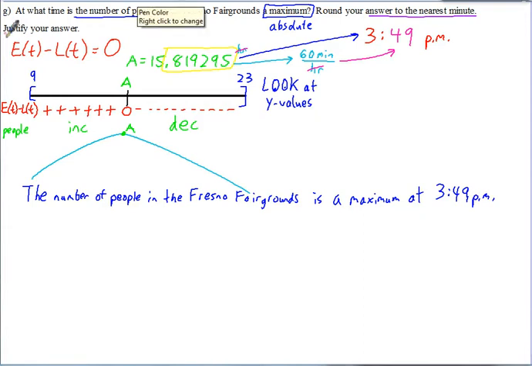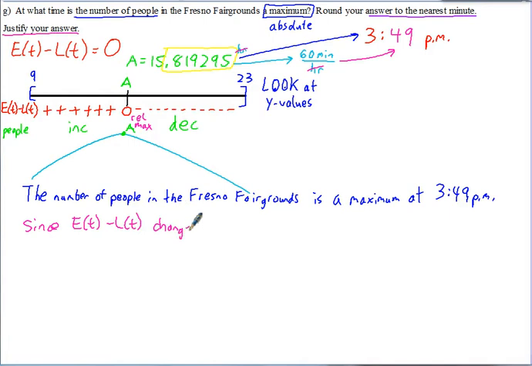And to justify it, a couple things we can say. Since, well, first it happens at a relative max here, or local maximum. So what justifies that it's relative max? So it would be since our derivative, which is E of t minus L of t, changes from positive to negative at 3:49 p.m.